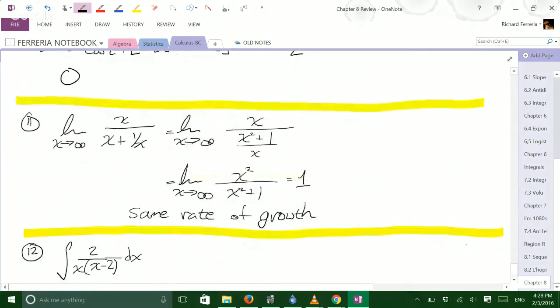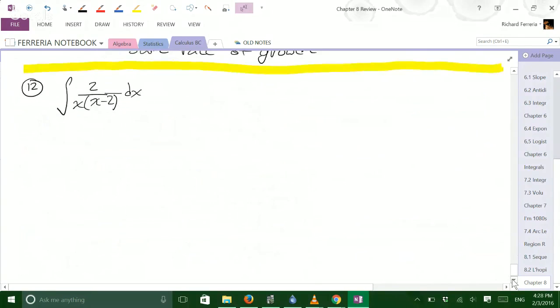Okay, take a look at question 12. If I want to integrate this, I'm going to need a technique. U substitution, no. Integration by parts, no. This looks a lot like a partial fraction problem. Yeah, that guy likes partial fractions.